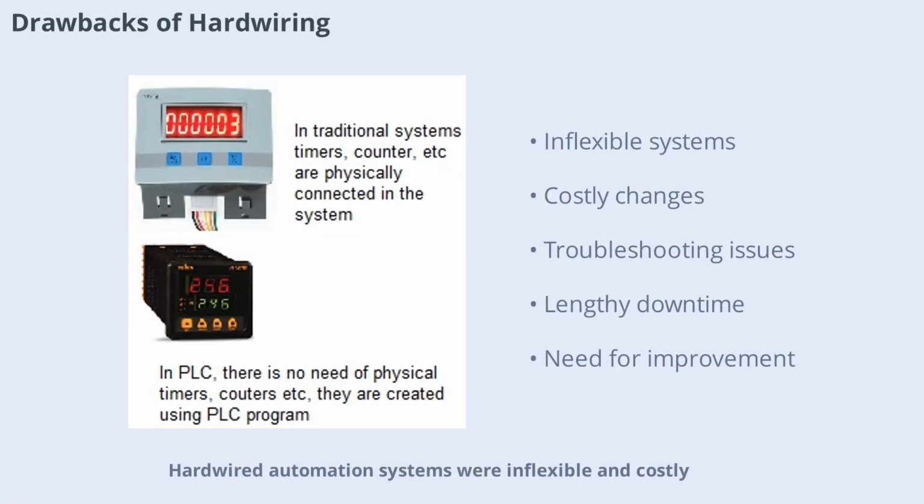Hardwired automation systems were inflexible and costly. Any change in system logic required rewiring, which was time-consuming and expensive. Troubleshooting errors meant tracing wires and connections, often leading to lengthy downtime. The limitations of hardwired systems prompted the industry to seek better solutions, paving the way for PLCs.